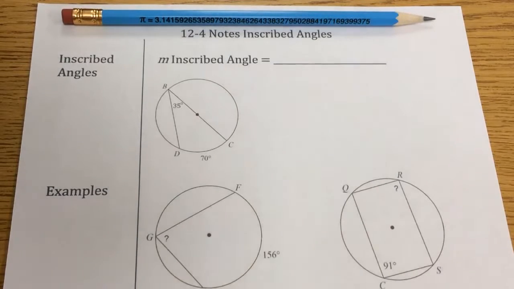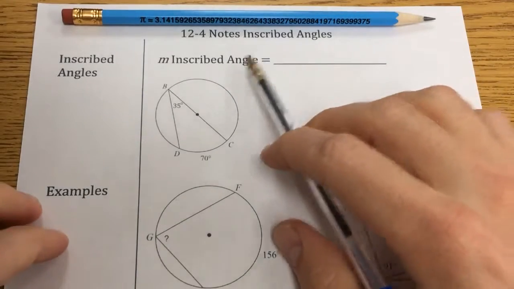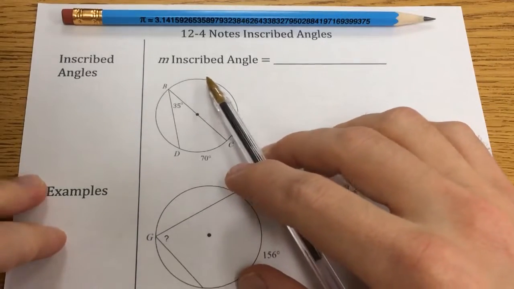All right, there are many different kinds of angles in a circle. This is just one kind that we're going to talk about today. We'll have more tutorials on different types of angles in a circle. These are inscribed angles, okay? And let's talk about what an inscribed angle is.